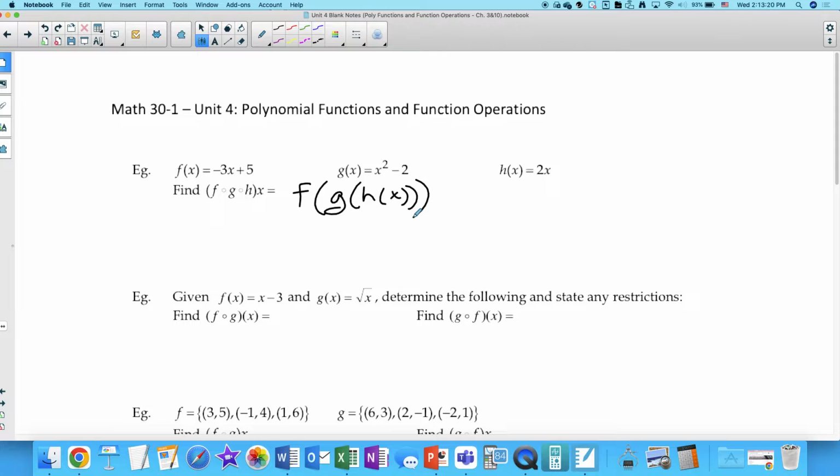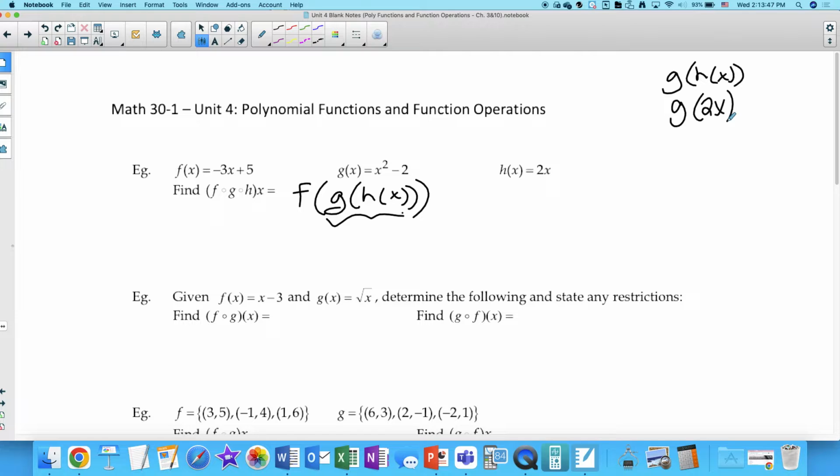Okay. Now with these types of questions, what I personally do is I work this out off to the side, right? What's just that piece? So if I'm looking at g of h of x, well, h of x is 2x. So I would be looking at g of 2x.